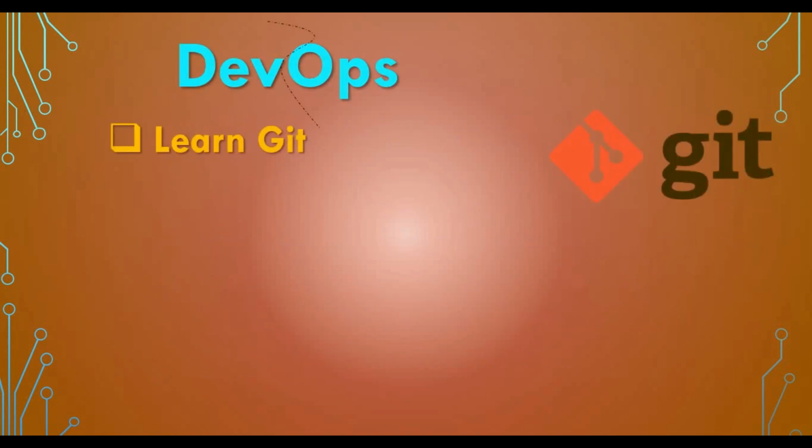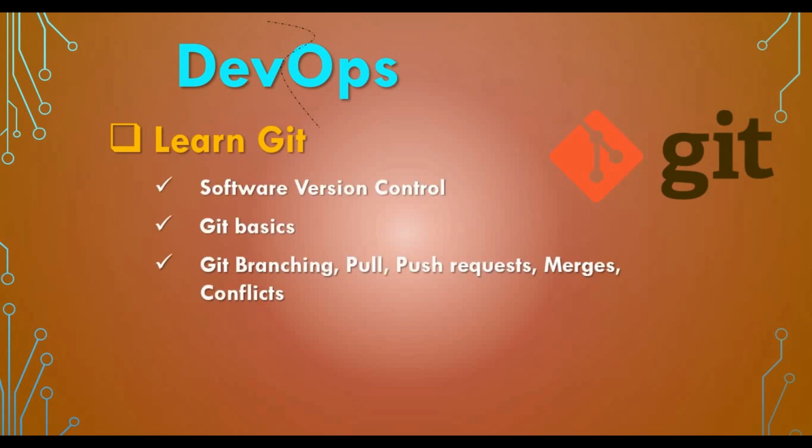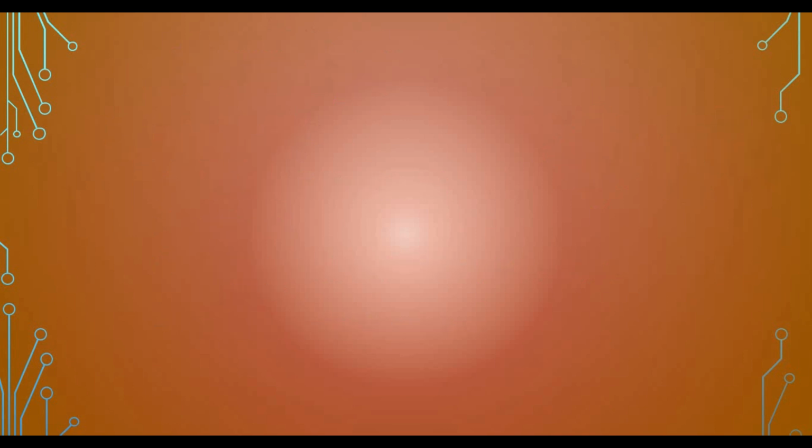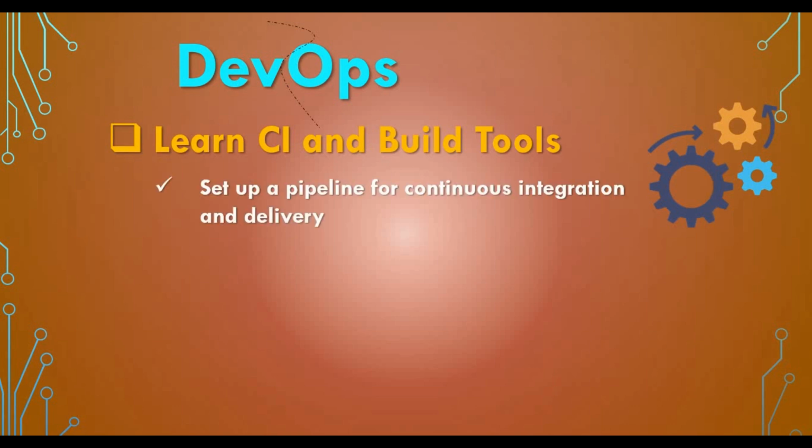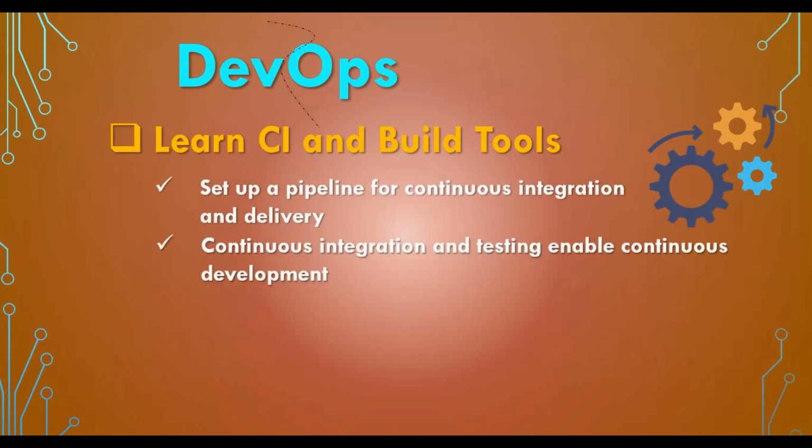So you also need to start learning Git. As I said, start learning Git, which is the base for all software version control. And you need to have a good understanding of branching, pull requests, merges, conflicts, and all those things. And you start using GitHub and GitLab, or those kinds of remote repositories. Now this is the base of all integration.